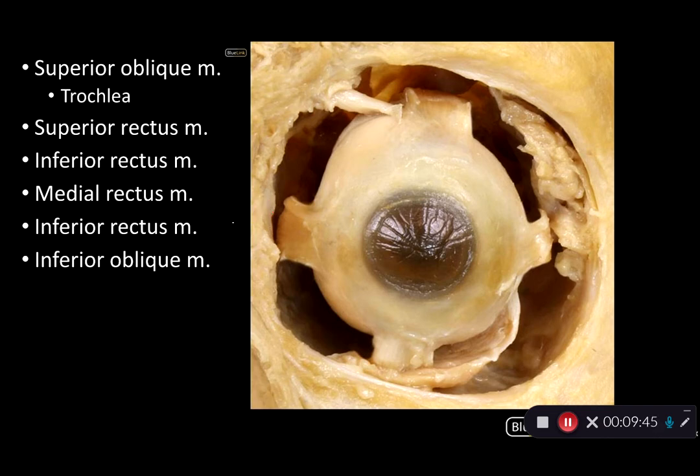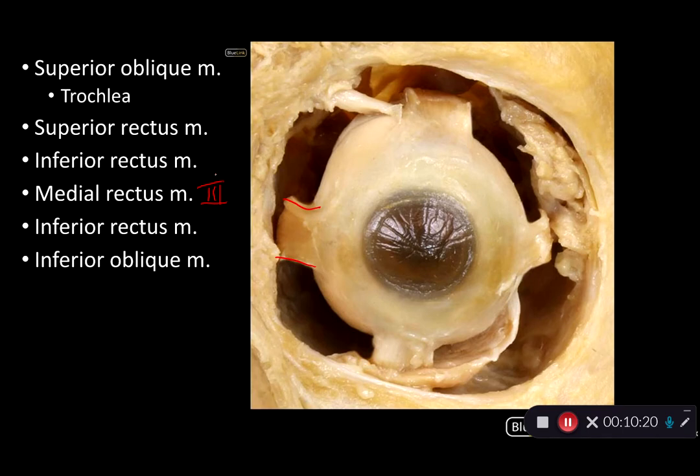Next up, we have medial rectus muscle. Medial rectus, as you may guess, attaches from the common annular tendon to the sclera of the medial eye. It's innervated by the inferior division of cranial nerve 3 again. So oculomotor nerve, oculo, eye, motor, moves. The medial rectus.